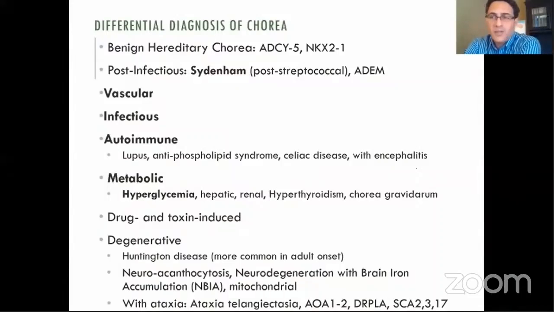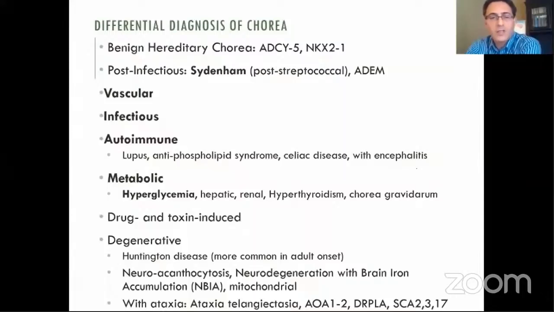Now, the most famous degenerative disorder associated with chorea is Huntington's disease, and this often happens in adult onset. As I mentioned, the younger onset Huntington often presents with Parkinsonism, but not with chorea. However, a number of other genetic conditions can present during childhood: neuroacanthocytosis, neurodegeneration with brain iron accumulation. Several of these entities are identified, and mitochondrial disorders all can present during childhood years.